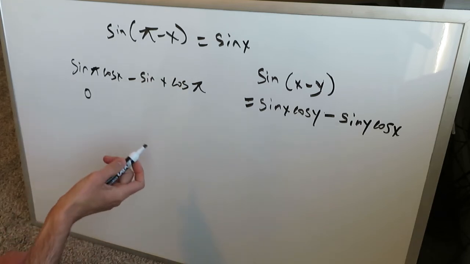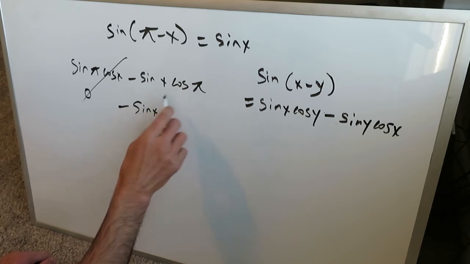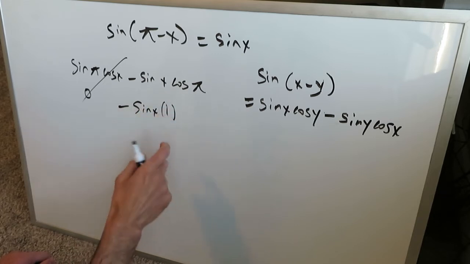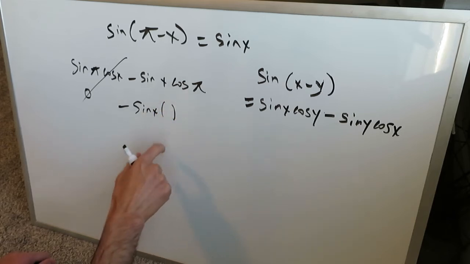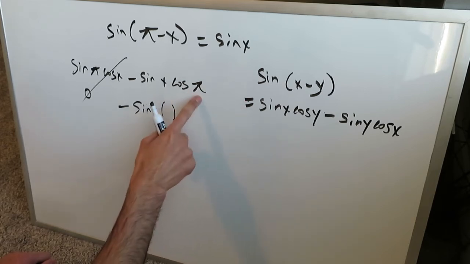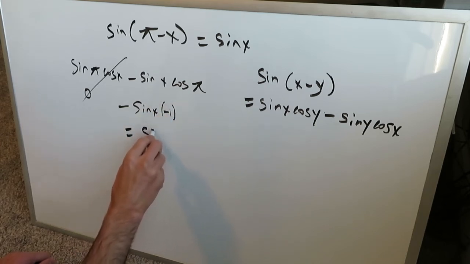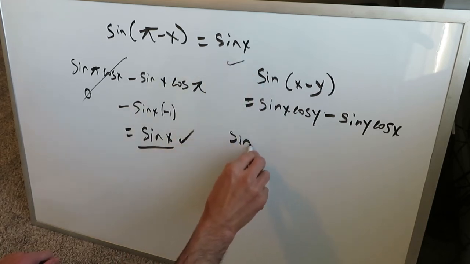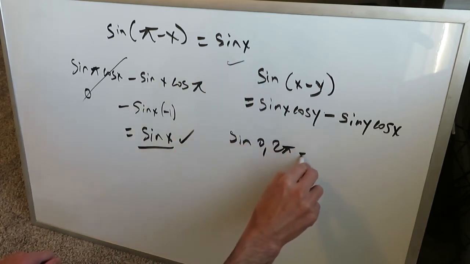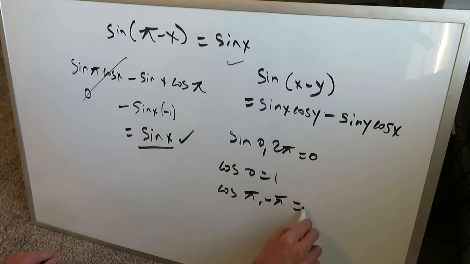Sine of pi is 0, so all of this will zero out. You'll get basically minus sine x, and cosine pi is a 1. Actually, cosine pi is minus 1, because cosine of 0 is 1, but cosine of positive 180 is minus 1. So here you get a positive answer, sine x, and you're done. Again, sine of 0 and 2 pi will be equal to 0, but cosine of 0 is equal to 1 and cosine of pi or minus pi is equal to minus 1.